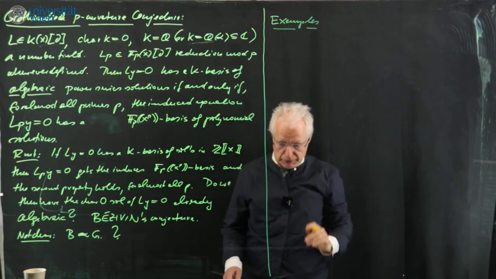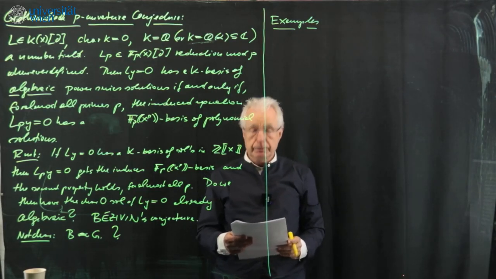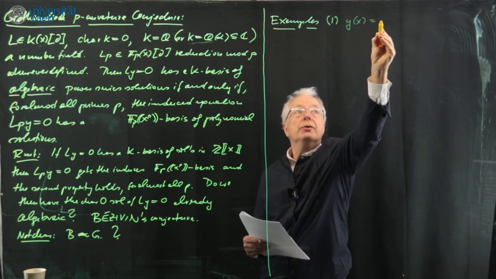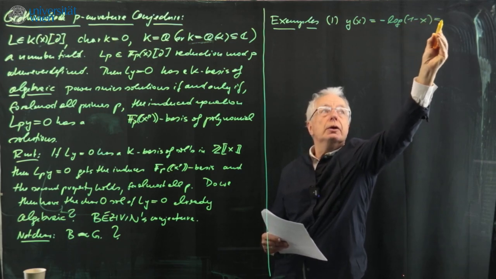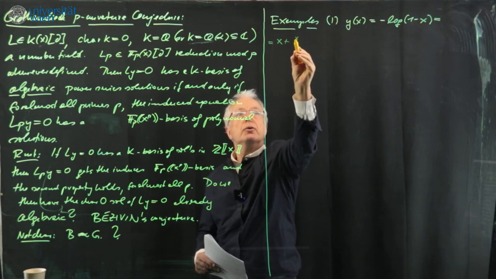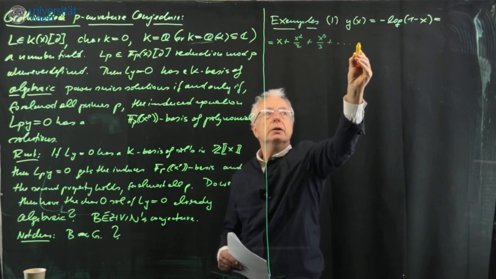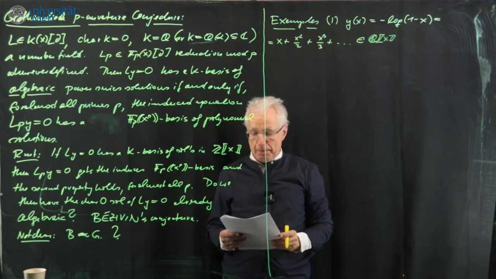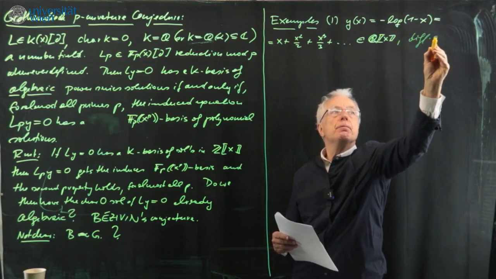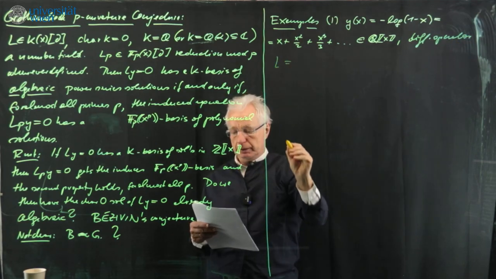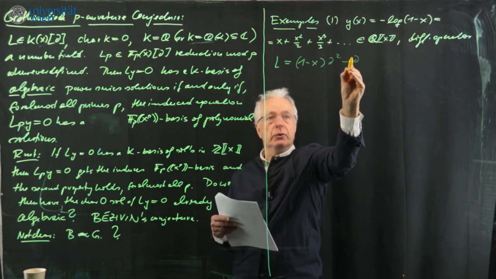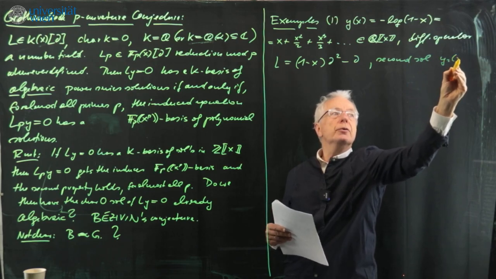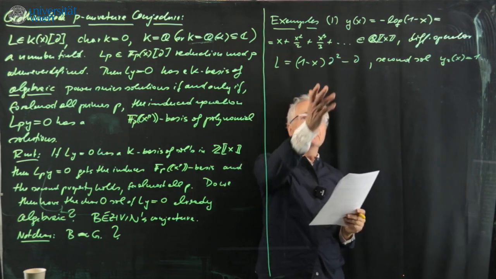So the solutions in characteristic p look different from the solutions in characteristic zero. First example, I start in characteristic zero, y(x) equals minus log(1 minus x), which is a nice power series, x plus x squared over 2 plus x cubed over 3, and so on, in C[[x]], or even Q[[x]], whatever you want. The differential operator is L equals (1 minus x)∂² minus ∂. The second solution is just a constant, y2(x) equals 1. So it's a very nice equation.